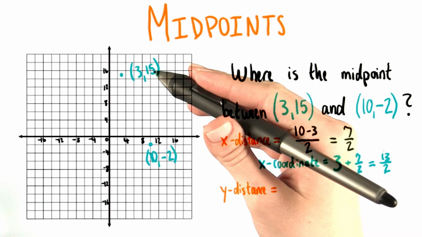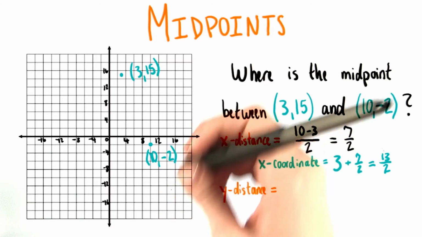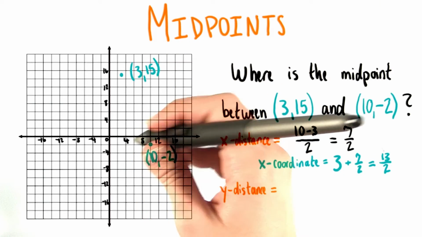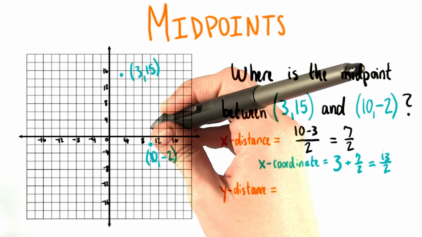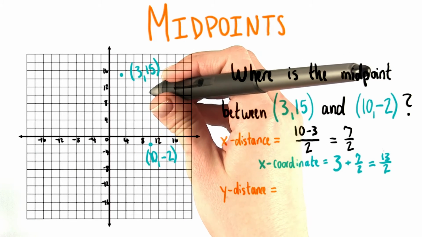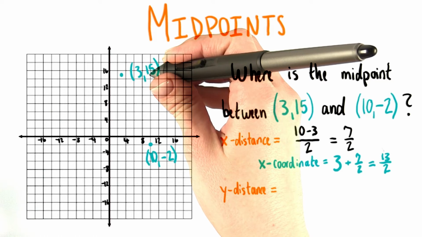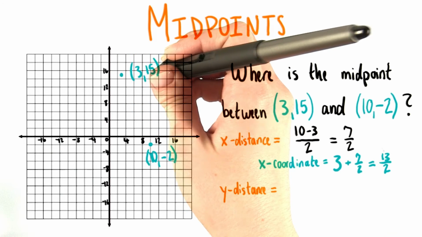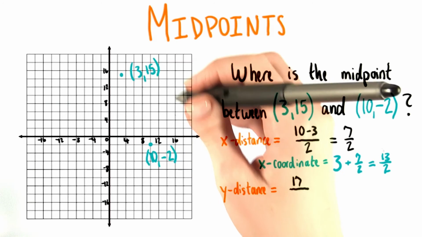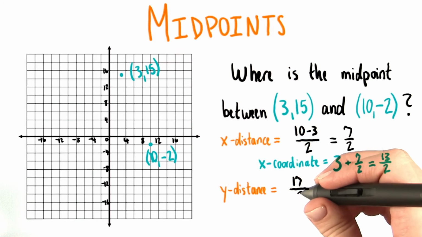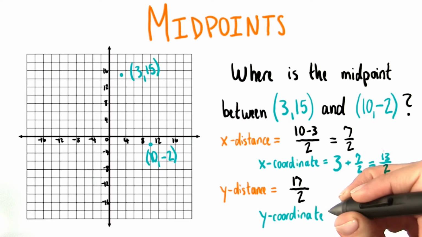Our y-coordinates are 15 and -2. If we use our handy-dandy grid here to count how far this distance actually is, we can see that it is 2, 4, 6, 8, 10, 12, 14, 16, plus one more to be even with this point, 17. So we need to move 17 boxes vertically to get from -2 to 15. Half of that is just 17 over 2, or 8.5.